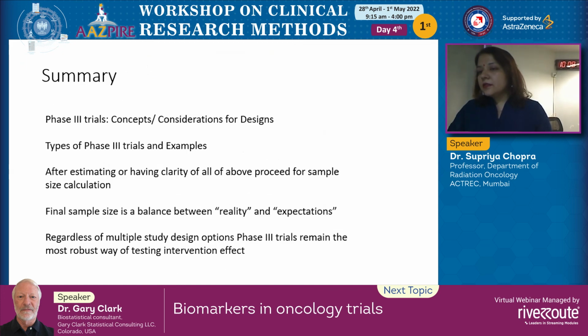So to summarize, phase 3 trials, I have spoken to you concepts and considerations that you need for trial design, given you examples, and the final sample size that we often have is a balance between reality and expectations. And despite all the limitations I've discussed in the last 30, 45 minutes, they still remain the gold standard, because even now a lot has been said about adaptive designs, but there are only 5 to 6 good trials with adaptive designs which have come to fruition in the last 10 or 11 years. So the future will tell us how things will move forward. So thank you very much.